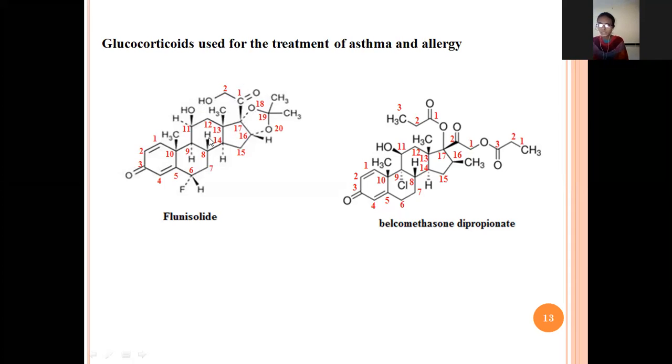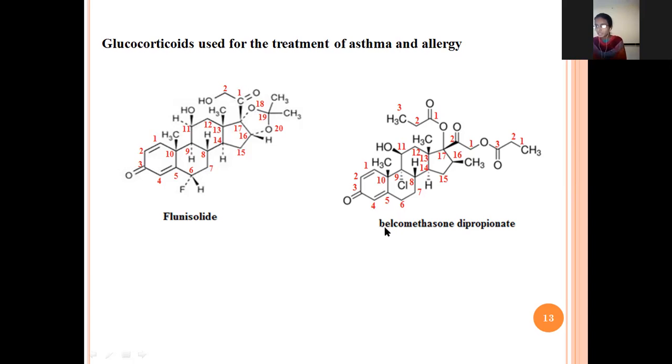See here, this is the phenanthrene cyclopentane structure. In third position oxygen, and in 10th, 13th and 19th position 4 methyl groups, and here in 6th position fluorine, 11th position hydroxyl group is there, and here in the 17th position 2 hydroxy acetyl group, and here in the 18th and the 20th position 2 oxygen groups are attached.